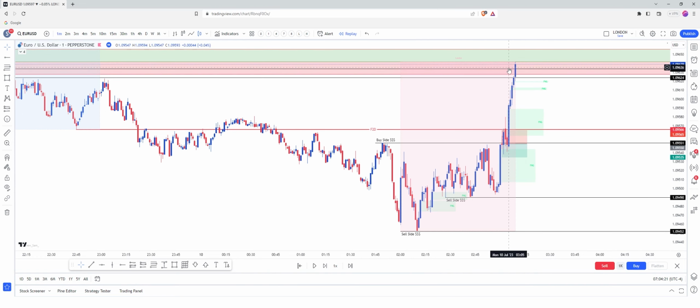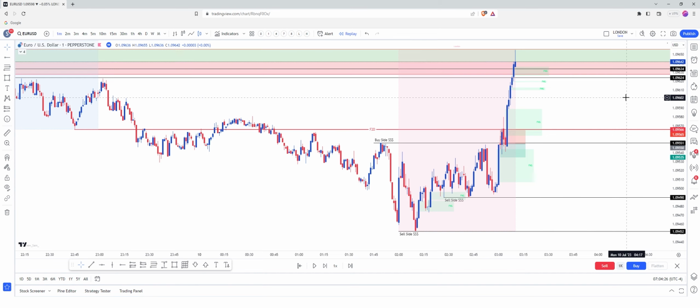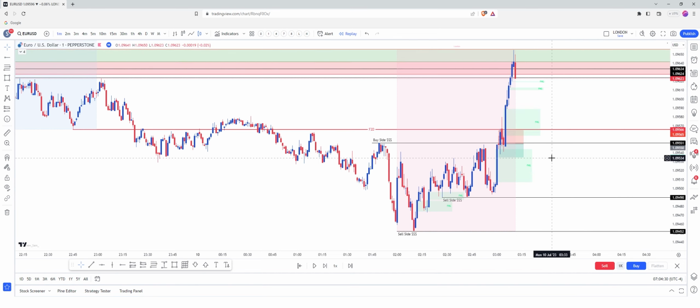We've taken this out, respecting the 50%. Wick respecting the 50%. This is a trade I did take live, so this is a closure back in the range.